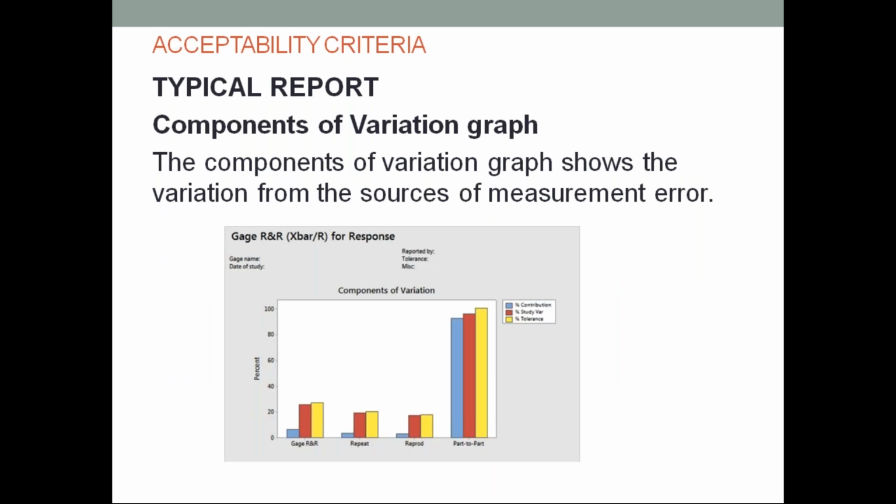So here's your gauge R&R, X-bar and R for response. The components of variation graph. The components of variation graph show the variation from the sources of the measurement error. And here you're looking at percent contribution, percent study variance, and percent tolerance.